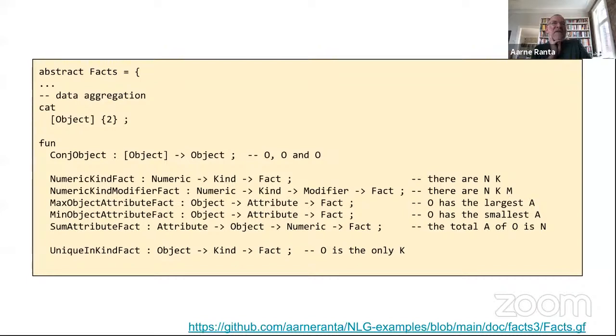So for this purpose, you need to have some support in the GF grammar. I already showed this in this big file, but just zooming in to these aggregation constructors. There's also this unique in kind. So O is the only K with something, or that something, which is actually a part of the K of the kind. So you're modifying the common noun phrase there.